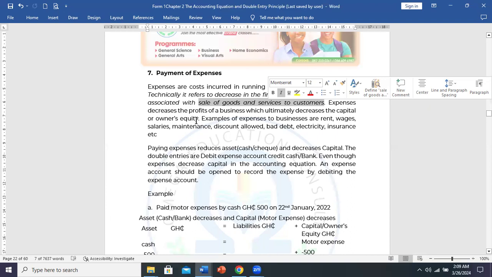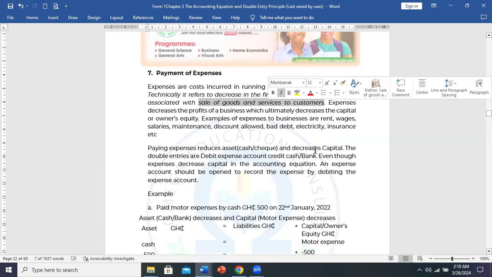And I think I showed you that in the extended version of the accounting equation, that expenses will decrease the capital. So if you are solving questions and you see payment of any expense, then the ultimate effect will be a decrease in capital and a corresponding decrease in an asset because you are going to pay the expense with an asset, cash, or bank, right? So let me move on by saying that paying expenses reduces asset, cash, or bank, which is check, when you use check to pay the expense, and also decreases capital.